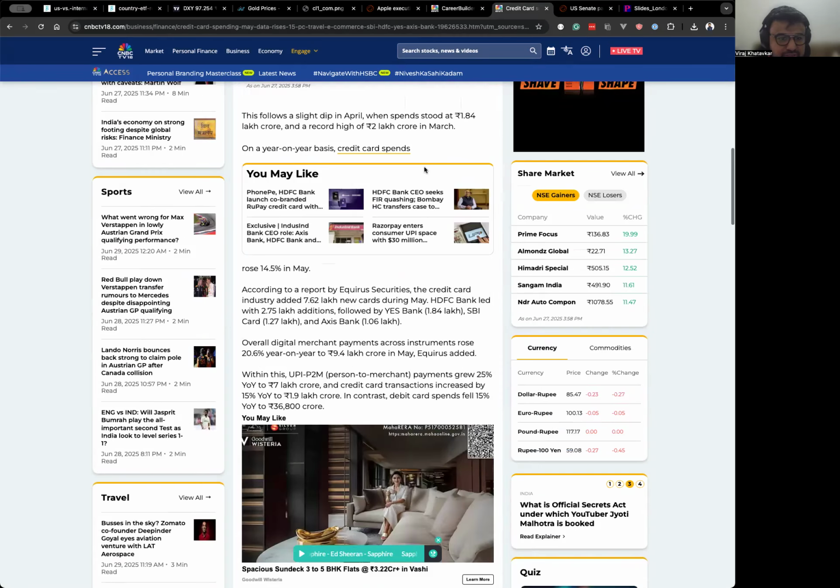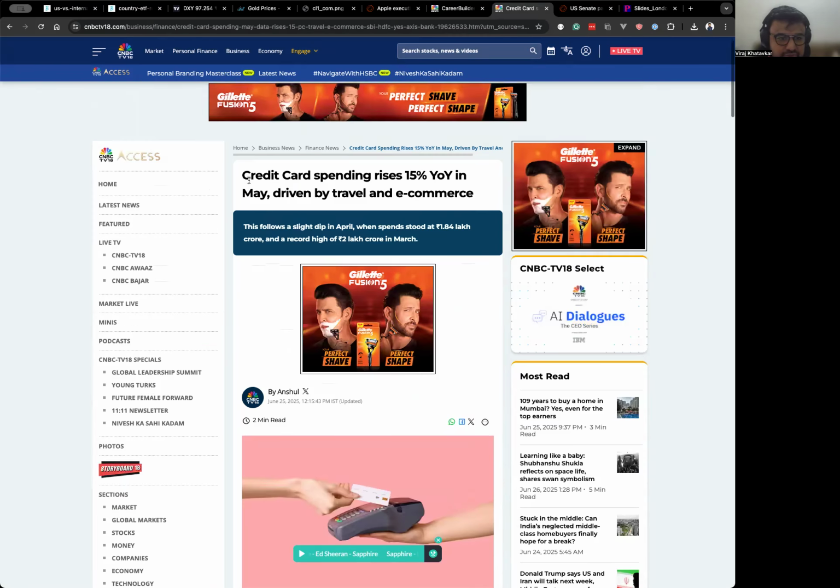The next thing that I came across is this. This is India specific news, which is, credit card spending rises 15% year on year in May, driven by travel and e-commerce. Again, this is another aspect that I'm seeing, so to say, formalization of our economy, maybe debt linked formalization. So credit card is typically debt, right? You take a debt with zero interest for 55 days. If you pay it back in full, you pay no interest, you are good. But if you switch to EMIs or make minimum balance payments, that's where you have to pay a huge interest on credit cards.